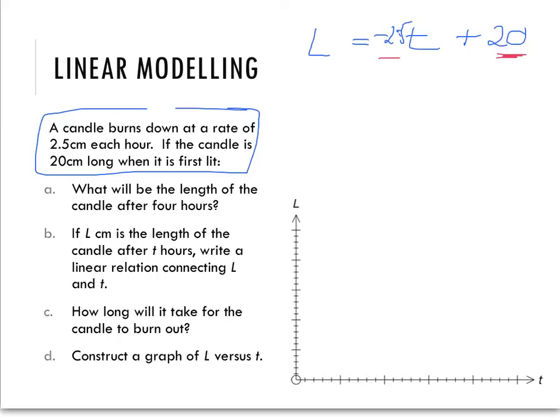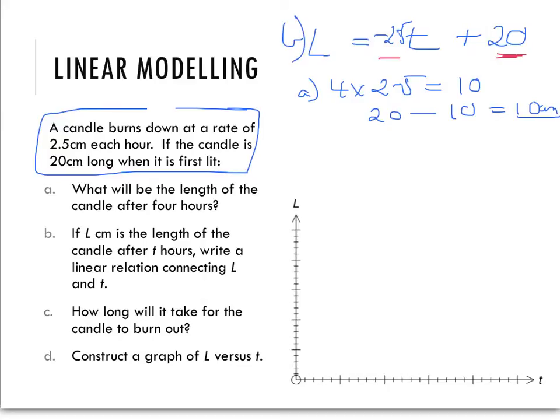So how long will the candle be after 4 hours for part A? In part A, we could either have just worked out that, well, after 4 hours, it's going to reduce by 2.5 for each of those, so a total of 10 centimetres lost, and 20 as a starting length minus 10 would leave us at 10 centimetres. Or we could use our equation we've just created.